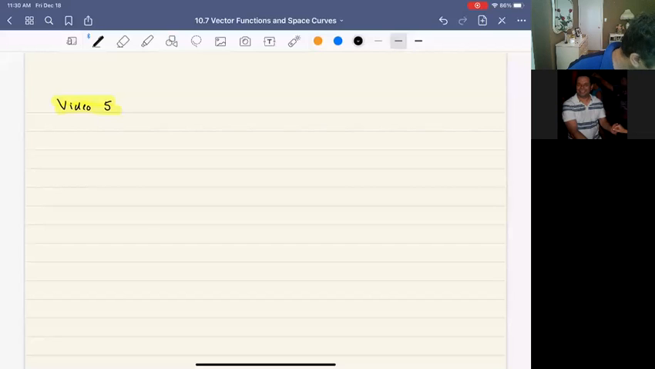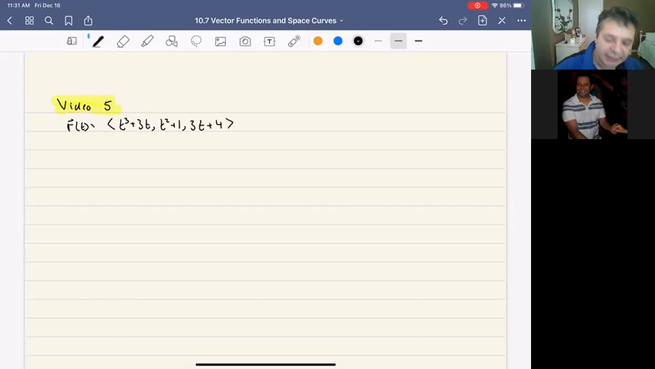All right, so next thing we're gonna do, I'm just gonna do a cross product by hand with curves. Okay, so let's take that same function we had: t cubed plus 3t, t squared plus 1, 3t plus 4. And we're going to take r prime, r double prime, and then we're going to take r prime cross r double prime. Okay?